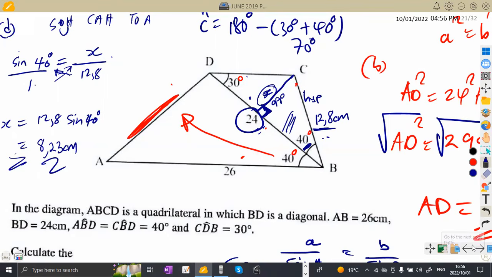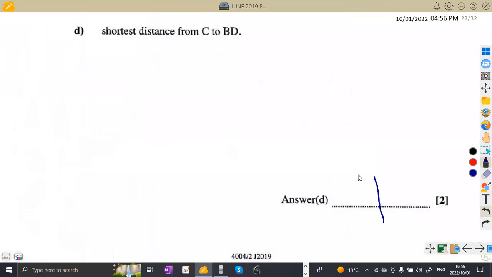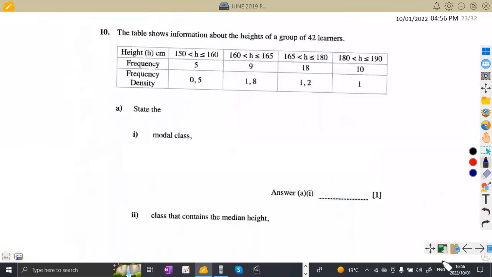Let's see the other part now. This one is done. Move on to question 10. The table below shows information about the heights of a group of 42 learners. State the mode, guys. We just have to state the mode, which is the one with the highest frequency, which is this one. So it's h greater than 165 but less than or equal to 180. That is the modal class in this case.